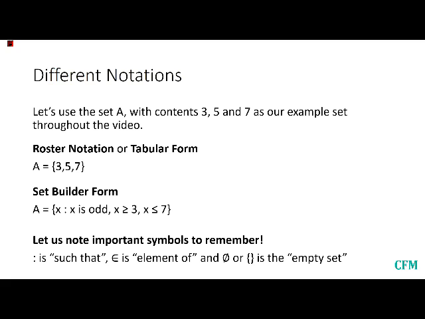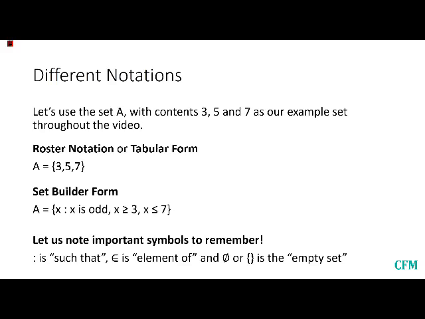So the reason, as I said before, we're going to be using roster notation, also known as tabular form, throughout this is because it's a lot easier to read and a lot more obvious. We've got a couple of important symbols down the bottom, the most important being that of the empty set. So take notice of the notation for that one, and it'll come up later on. Also we've got the colon, which is such that, and the backwards E, which means that it's an element of.